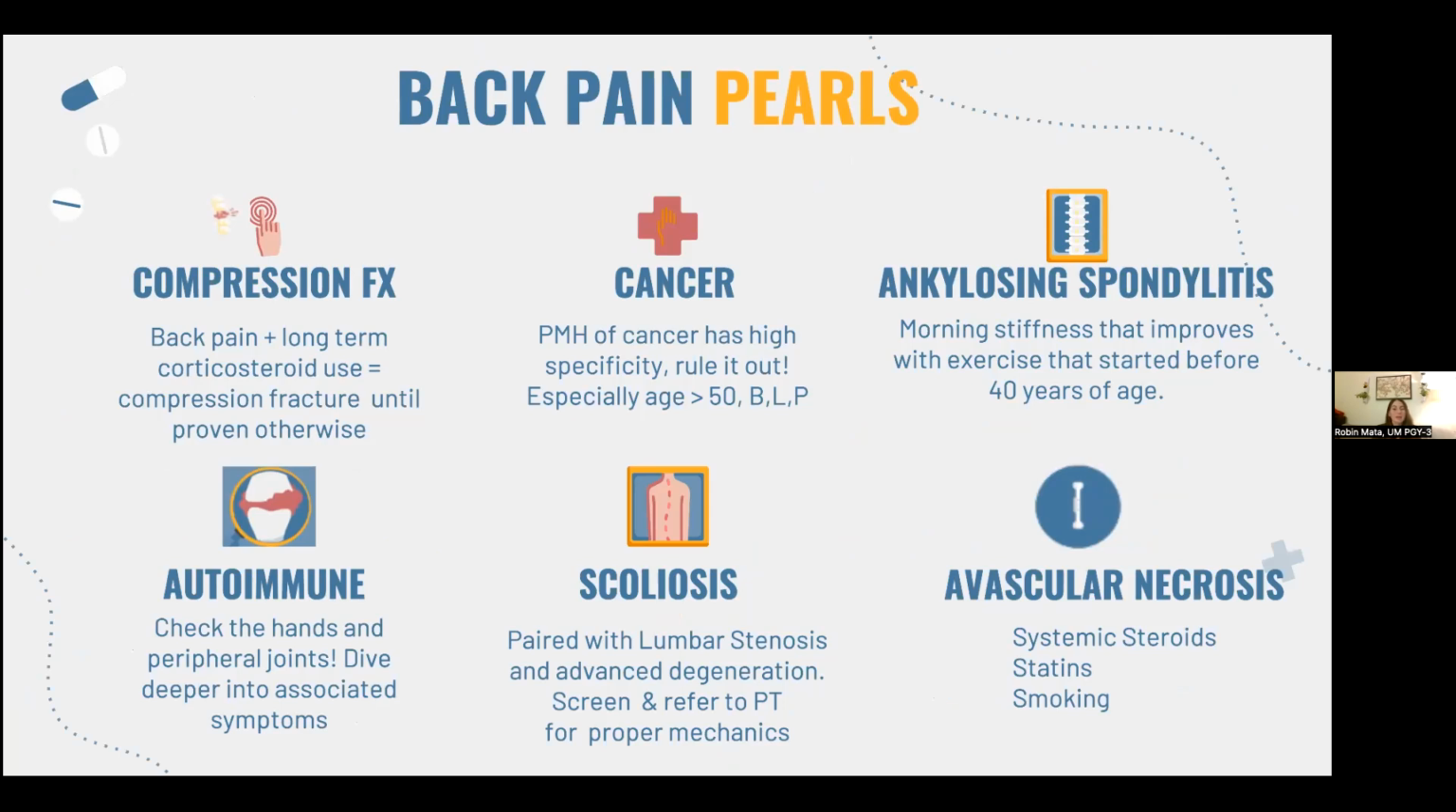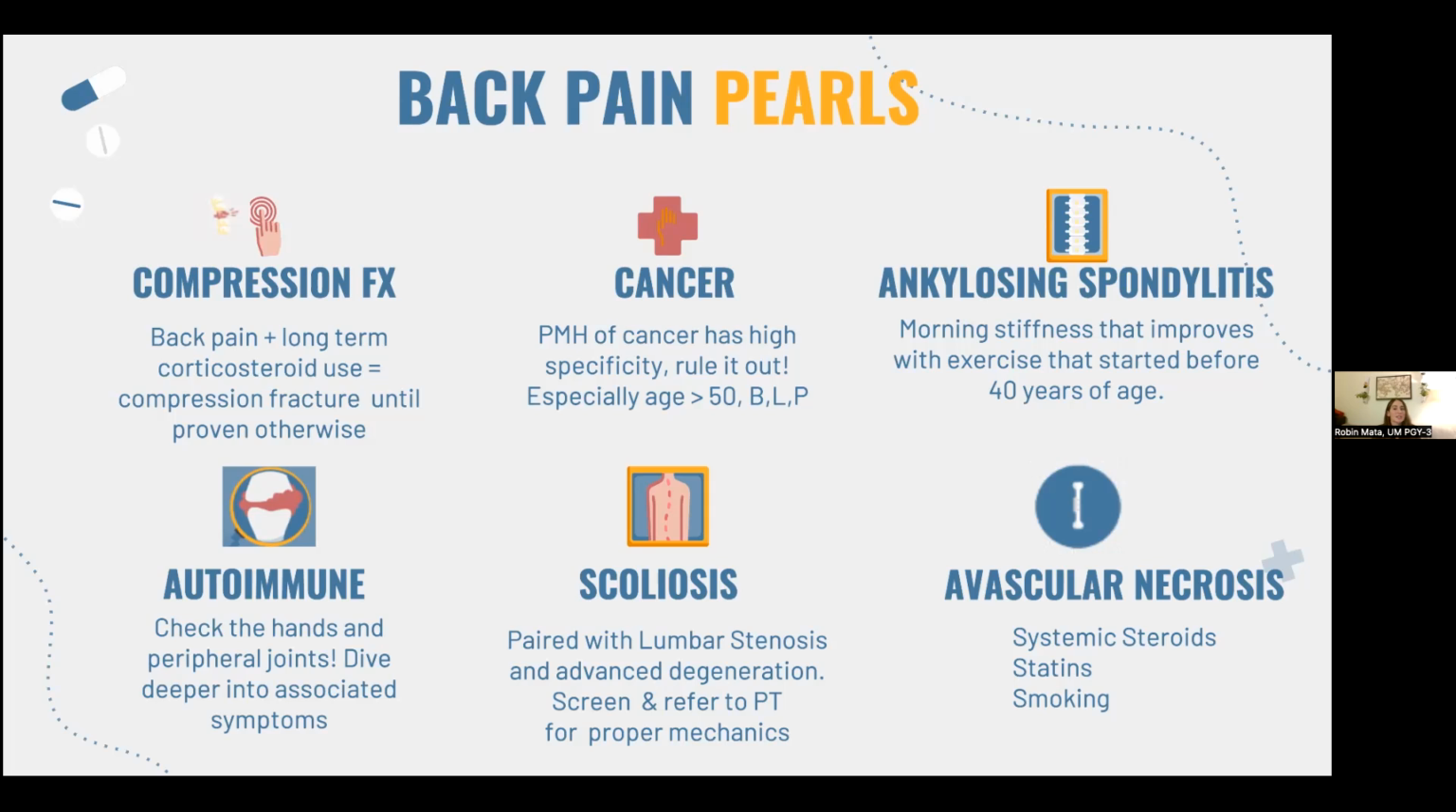Cancer. Past medical history of cancer has incredibly high specificity. So it is cancer until proven otherwise if they have a history of it, especially if they're over 50 years of age, especially if it's breast cancer or lung cancer or prostate cancer. You really need to get imaging to find out if they are no longer in remission. Ankylosing spondylitis, quick shout out to Step 1. Morning stiffness improves with exercise, almost always before 40 years of age. So it's a young person coming in with this kind of back pain.